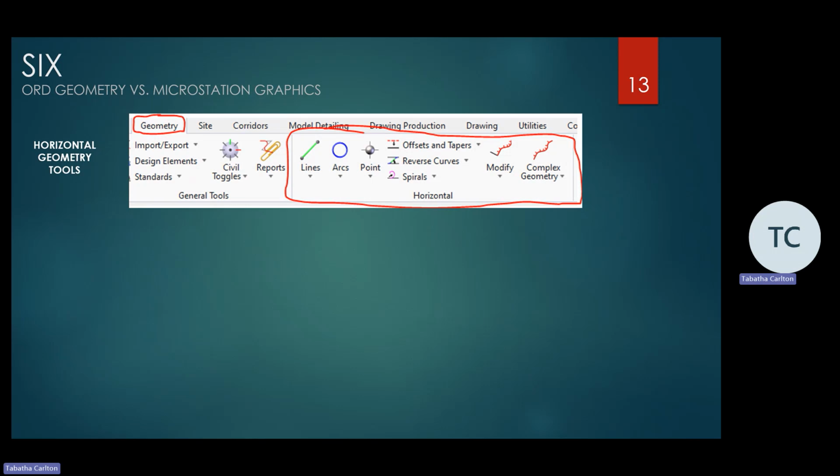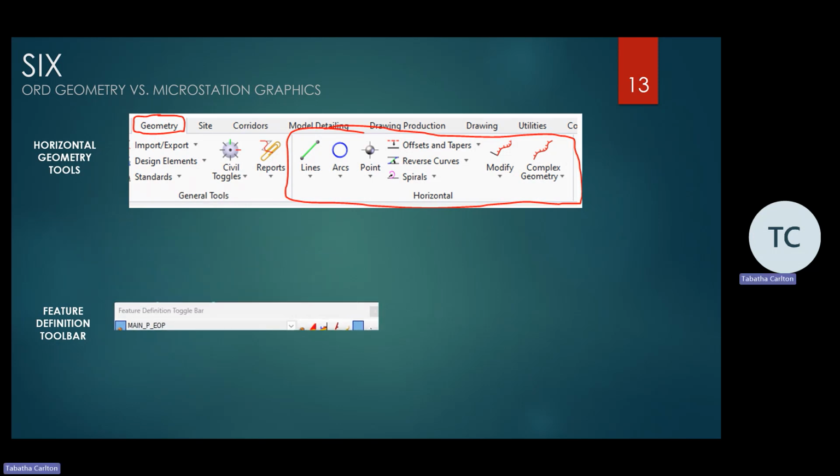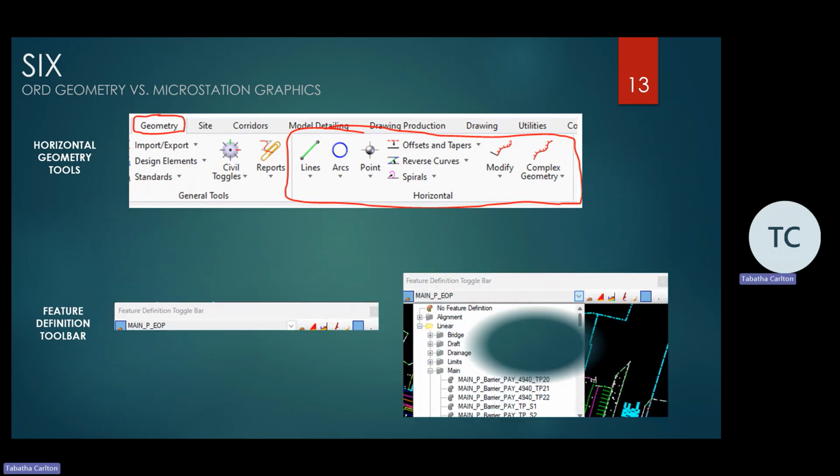When you start drawing in OpenRoads, you want to use these horizontal geometry tools because, like I said, they're parametric. You can change the length, the offset, the station. I'll get to the manipulators in a minute. But one thing you want to make sure you're following when you use OpenRoads geometry are the GDOT feature definitions.